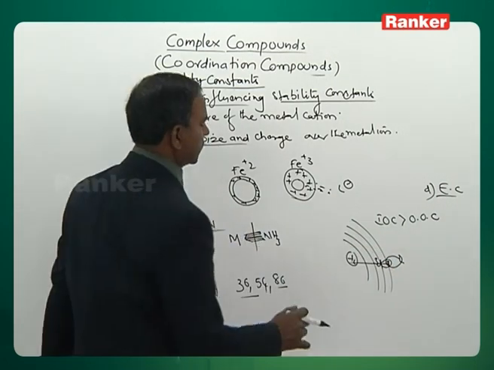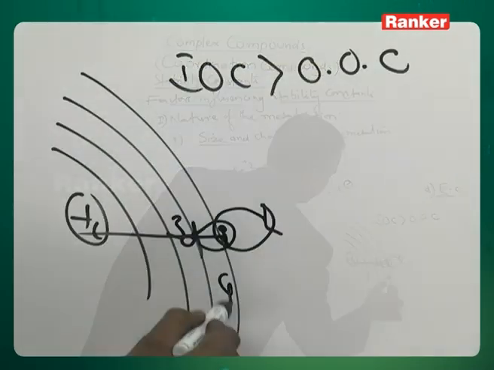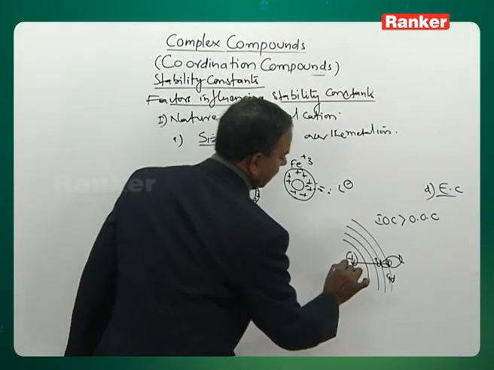Consider the outer orbital complex. Yes, the outer orbital complex involves the 4d orbital. You can clearly observe it is a little away.